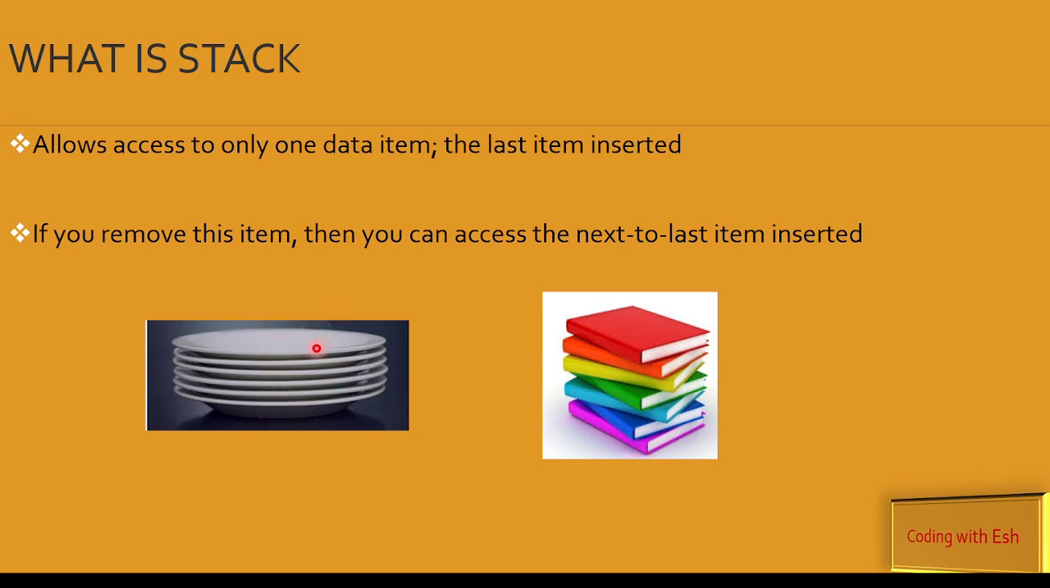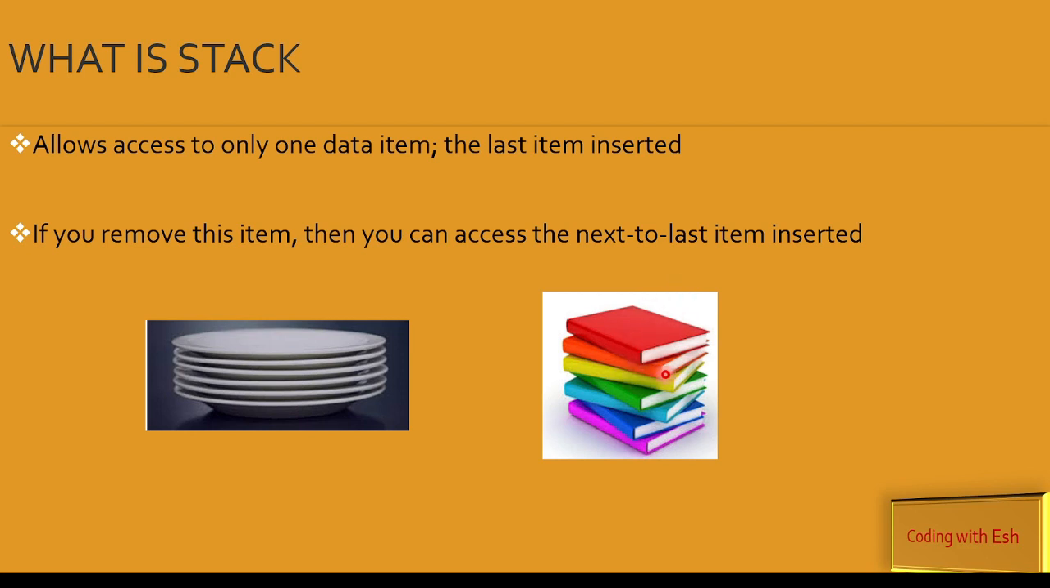If you remove the last items one by one, you need to remove this one, and this one, and this one, and this one. The algorithm is first in, last out. You can see the books here: you can only access the yellow one after you remove the red one and the orange one, and then you can access the yellow one. That is a stack.